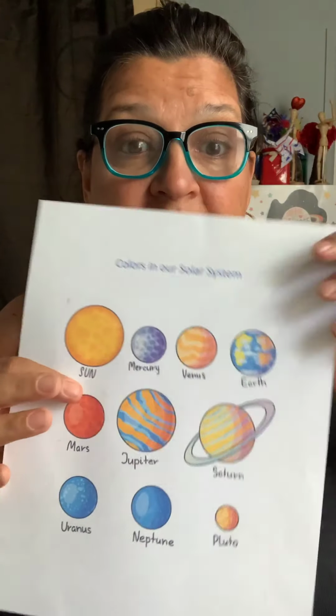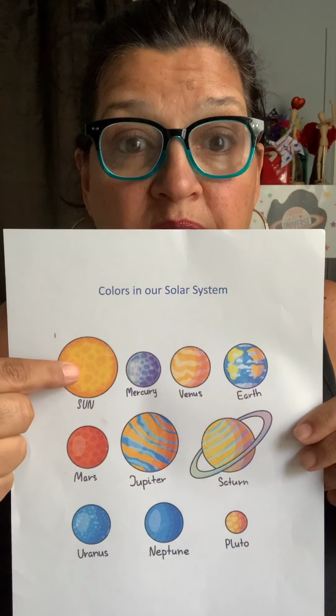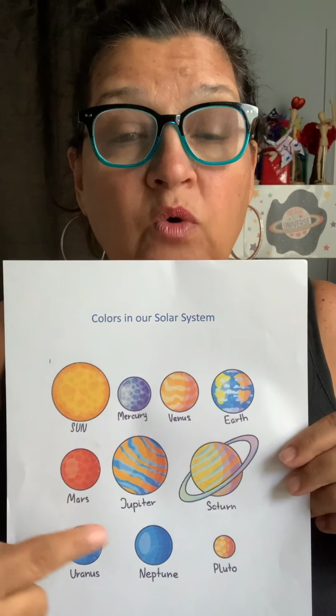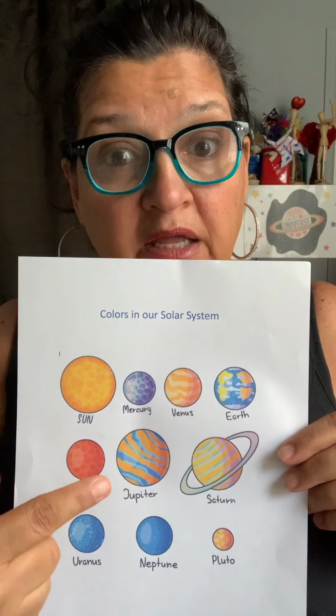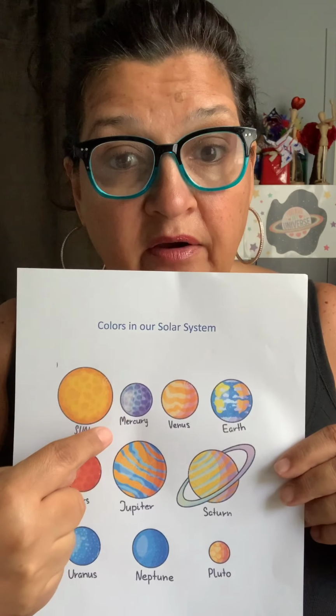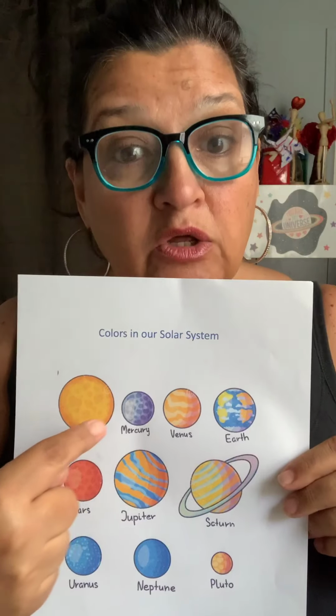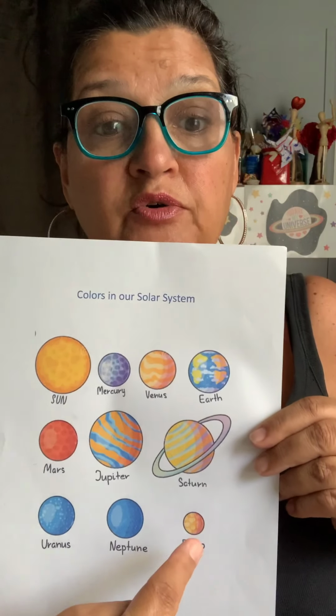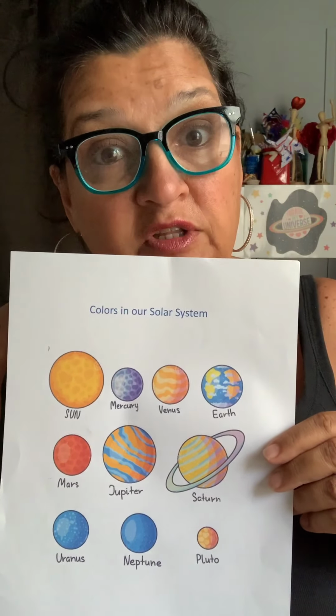I'm going to be sending you a sheet that lists all the planets. Here's the sun, and the rest of the planets orbit all around the sun. The first one here, Mercury, is the closest to the sun. Pluto at the bottom is the furthest from the sun.